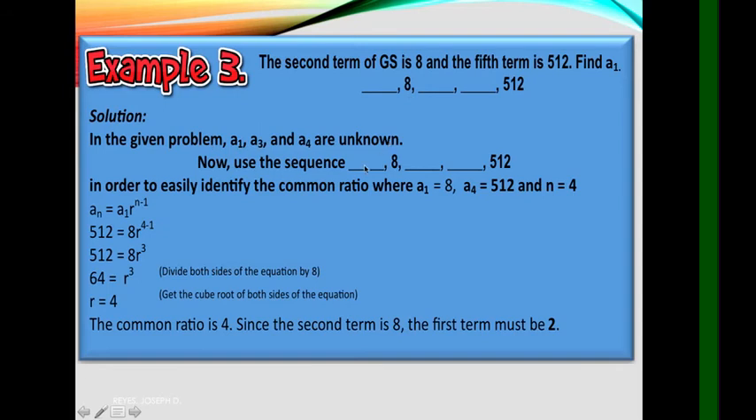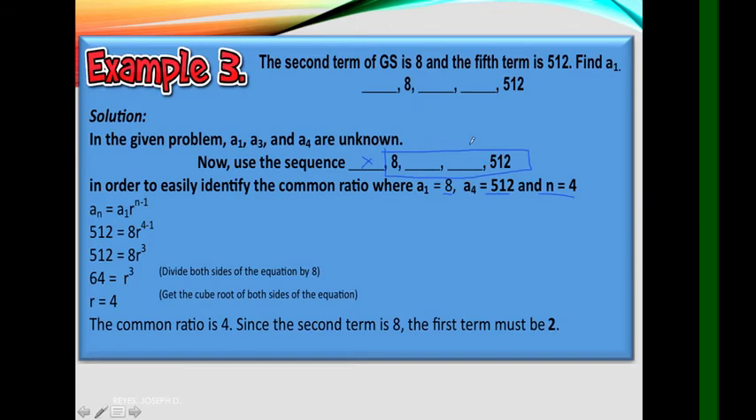Now, use the sequence blank, 8, blank, blank, 512 in order to easily identify the common ratio where a sub 1 is equal to 8 and a sub 4 is equal to 512 where n is equal to 4. So, what we will do here is this first. We will not touch this one yet. So, leave that for now, okay? So we will repeat our example number 2 from earlier. So, a sub 1 is equal to 8, a sub 4 is equal to 512, and n is equal to 4.